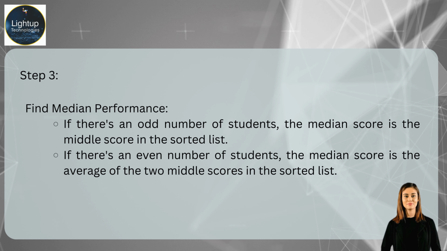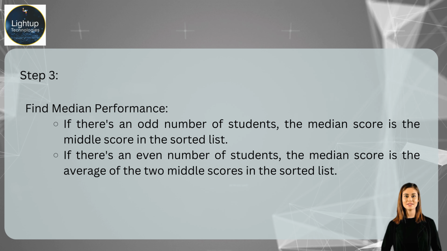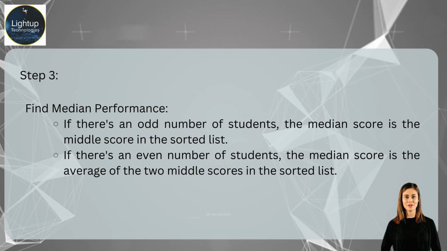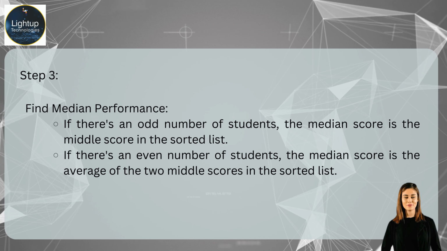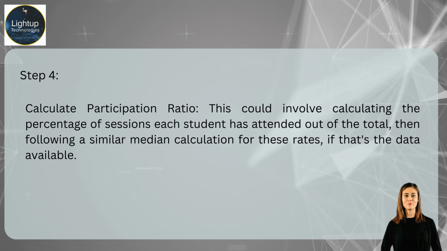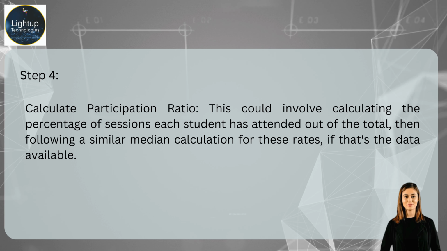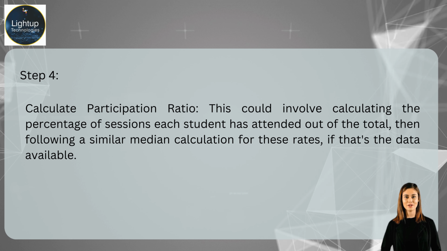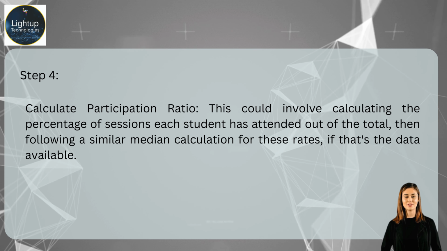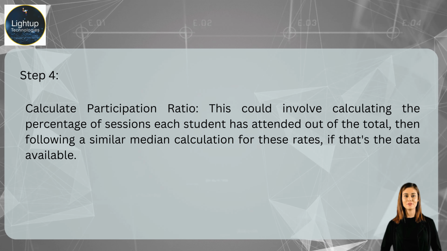If there's an odd number of students, the median score is the middle score in the sorted list. If there's an even number of students, the median score is the average of the two middle scores in the sorted list. Step 4. Calculate participation ratio. This could involve calculating the percentage of sessions each student has attended out of the total, then following a similar median calculation for these rates, if that's the data available.